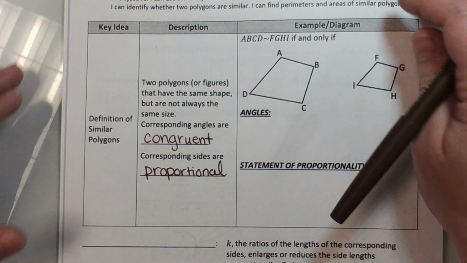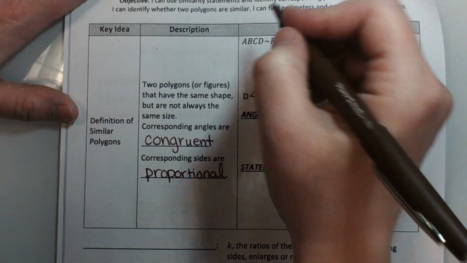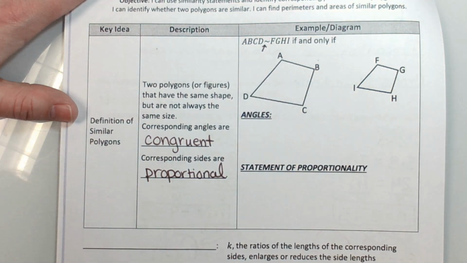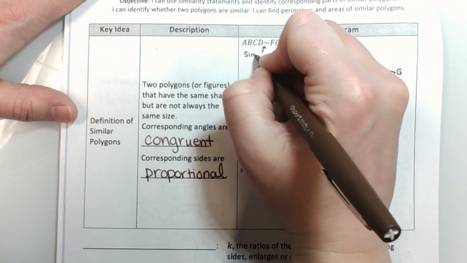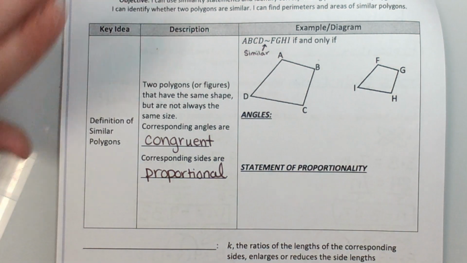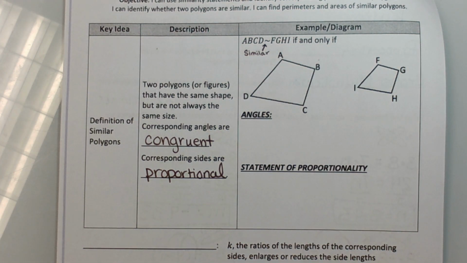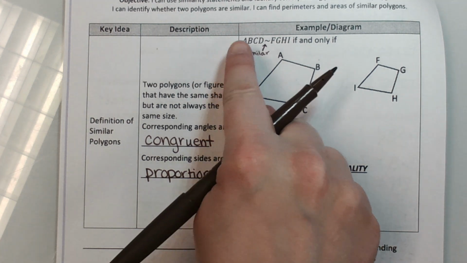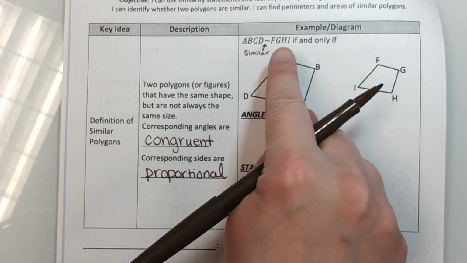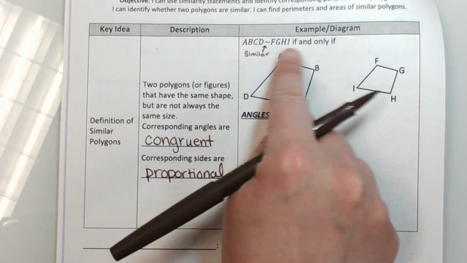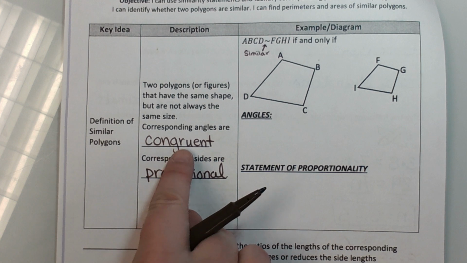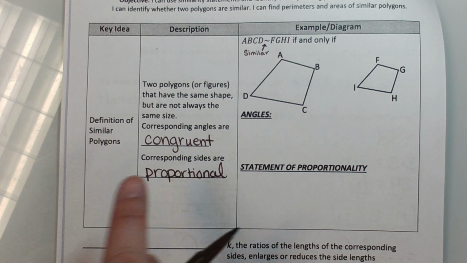Now, when it comes to similarity, first off, that little squiggle means similar. It's kind of like the congruent symbol, but it's just the squiggle, no equal sign. Equal sign implies congruent. If ABCD is similar to FGHI, those can be similar if and only if all of the angles are congruent and the sides are proportional.